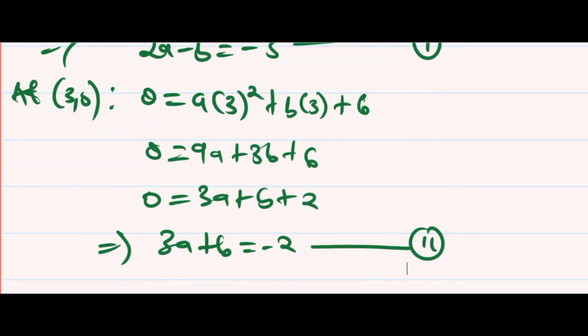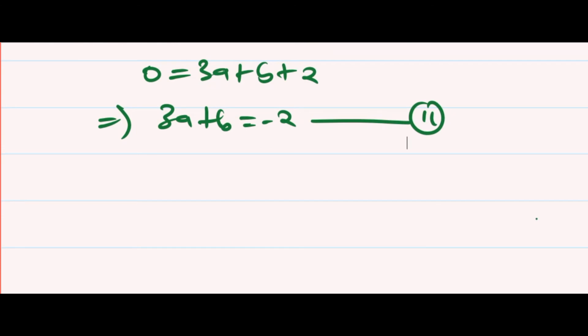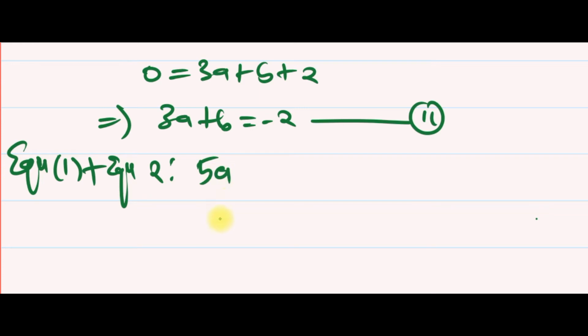We are solving it simultaneously. So adding equation 1 and 2, that's the only way I will eliminate one of the variables. Equation 1 plus equation 2: we have 2a plus 3a is 5a, minus b plus b is 0, and minus 3 plus minus 2 is minus 5. Therefore, dividing both sides by 5, a is minus 1. That's how we got a as minus 1.